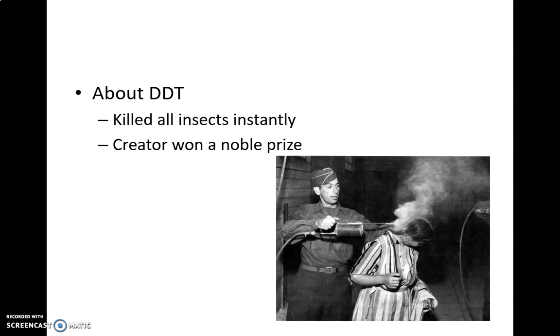It was so effective, in fact, that the man who created it, a Swiss chemist named Paul Hermann Müller, actually won the Nobel Prize for his creation of this chemical DDT. And if you don't know what the Nobel Prize is, it's like an athlete winning a gold medal at the Olympics. It's the prize for scientists. And so this man won the Nobel Prize in 1948 for the creation of DDT.